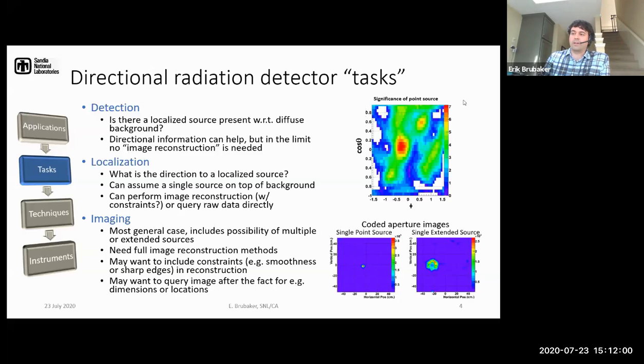The third category is what I usually reserve the word imaging for, which is this most general case where we don't know what's out there, and we want to generically reconstruct the distribution of emitting material. There could be multiple sources, there could be extended sources. In that case, we need full image reconstruction methods, and we need detectors and imaging systems that have the best angular resolution in order to do this.